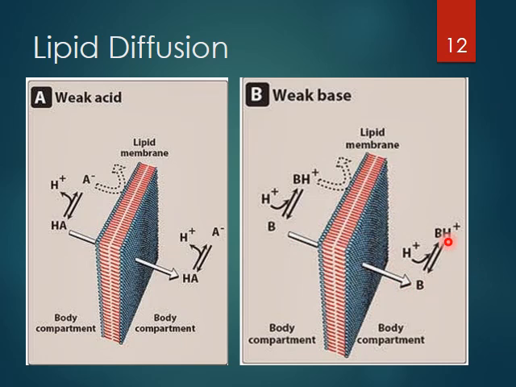And again, the same thing can happen here where, depending on the pH of the receiving compartment, you may see a higher proportion of that base reaching the protonated state, and thus it's not going to be able to cross back over to the other side of the lipid membrane.